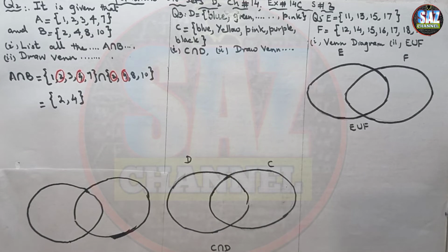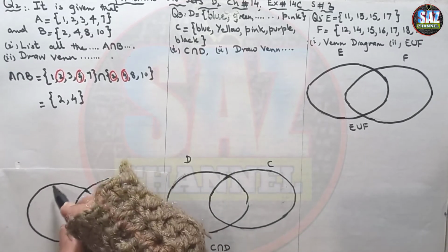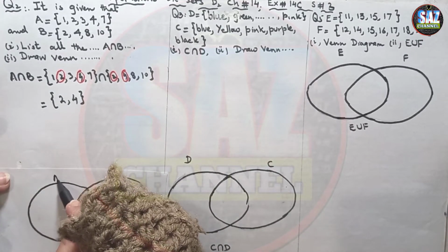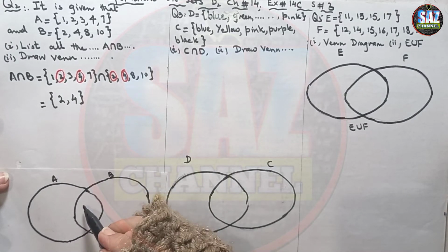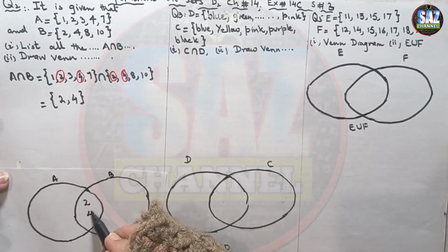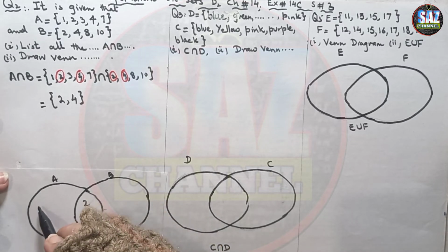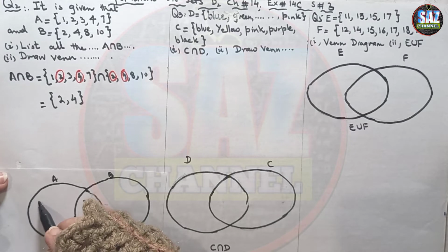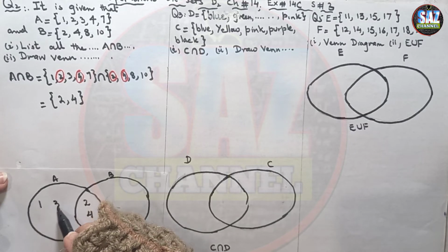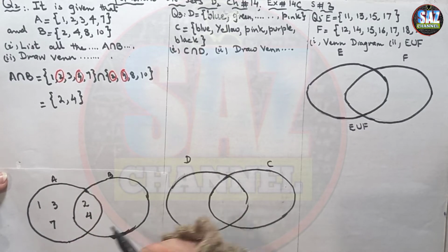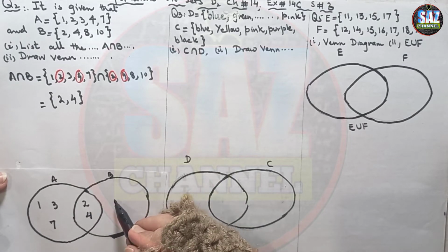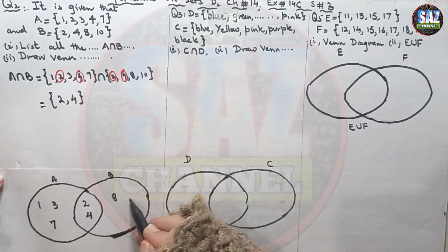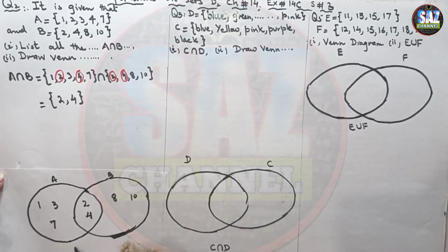So I have to draw two overlapping circles, and here I label it with set A, and this is set B, and on the common portion I write the common elements, which are 2 and 4. In set A, the remaining elements, that is 1, 3 and 7, and in B, the remaining elements, because 2 and 4 I already have written here, 8 and 10. And I hope you are clear about the intersection of the situation.